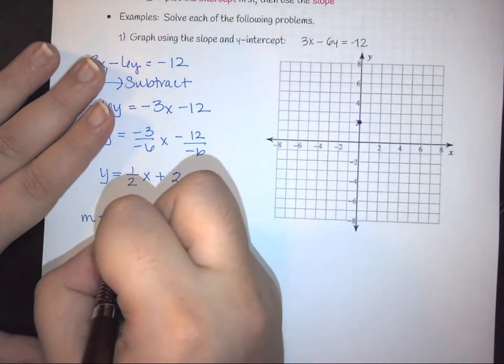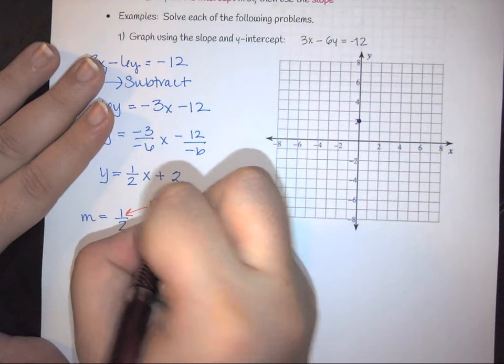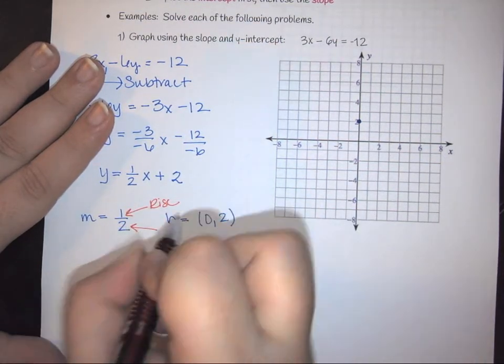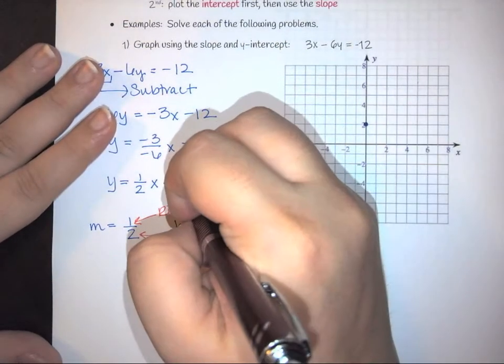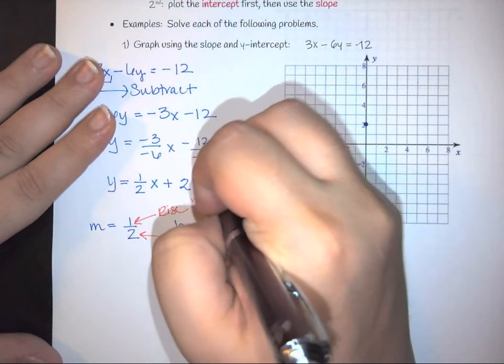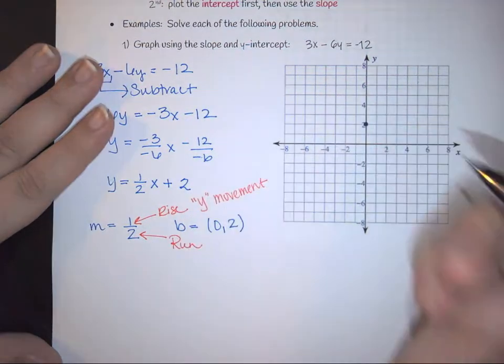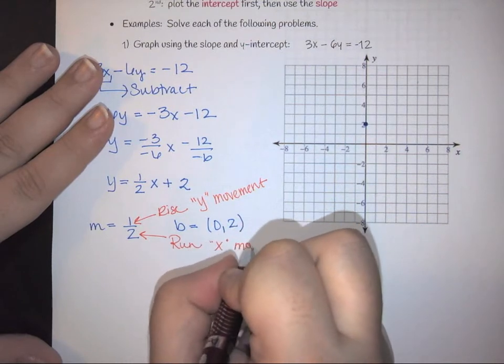Now what you need to remember again is that the top is going to be your rise and the denominator is going to be your run. Rise is talking about your y movement, whereas run is talking about the x movement.